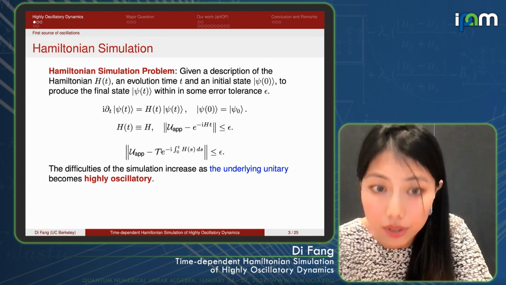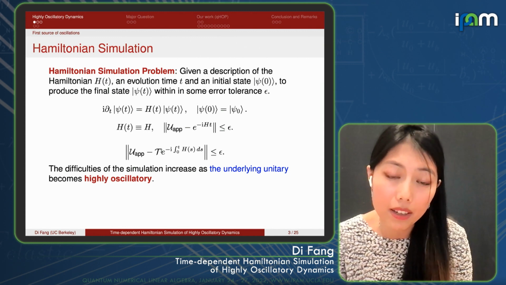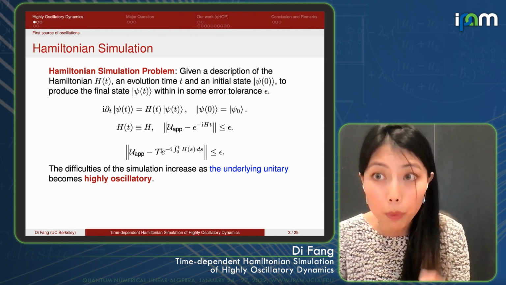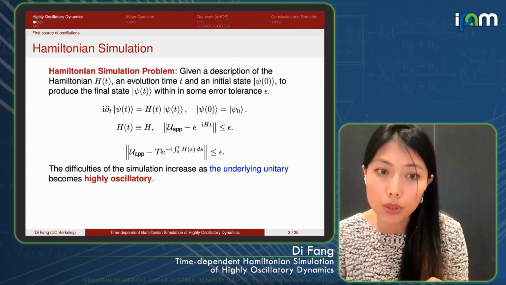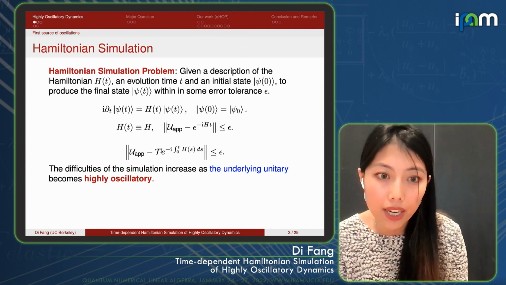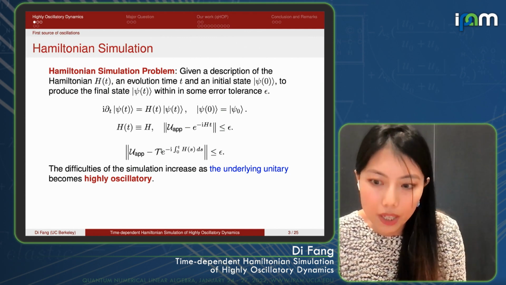I'm going to say that, in fact, the difficulty of a Hamiltonian simulation problem increases as the underlying unitaries become highly oscillatory. In this sentence, I'd better tell you three things. Number one, what is highly oscillatory? Number two, why should we care? Number three, why do we say this is more difficult?